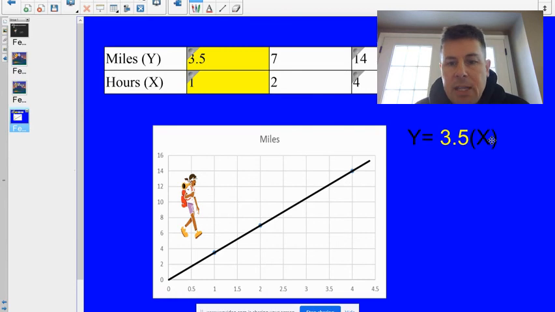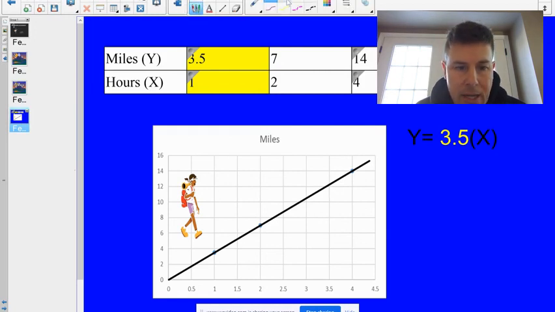So hopefully that is helpful and you get a little bit more understanding of unit rates and how they look on a graph, that straight line that we see there, also that they travel through that 0, 0 point on graphs, how they look on a table, and how they look in an equation.